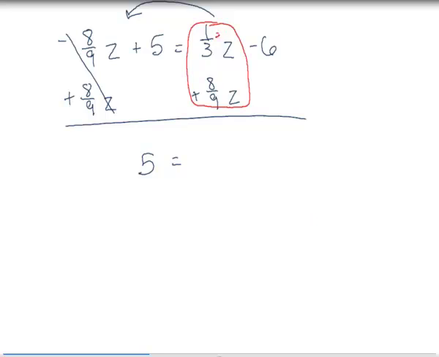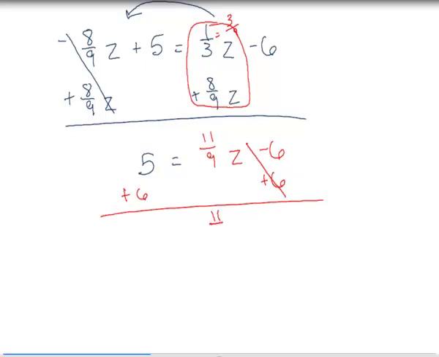So it's possible, and you could do this. If I get a common denominator here, that makes 3/9 z added to 8/9 gives me 11/9 z, and I still have a -6 here. Okay, since my z is on the right, I have to add 6 to get it off. So I have 11/9 z equals 11.